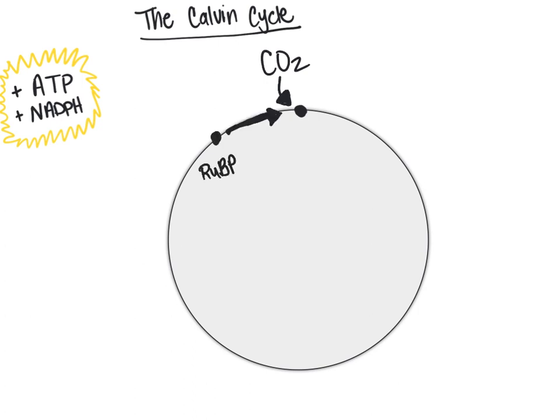In this process, carbon dioxide, which is a gas, will be joined by RUBP, which is an organic molecule. And it's an enzyme that's going to join these two substrates together. As with the previous biochemical pathways that we talked about, it's important that you know that an enzyme is making this possible, but you don't need to know the name of the enzyme.